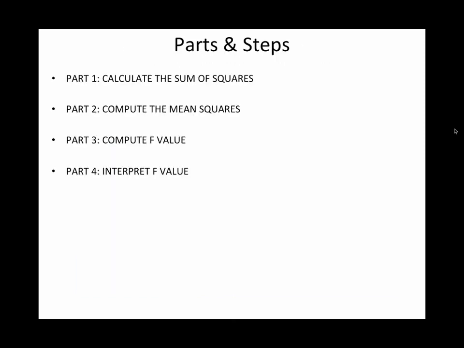So let's consider all of the parts and steps to doing an analysis of variance. I have grouped all of the steps into 4 main parts. Part 1 is to calculate the sum of squares. Part 2 is to compute the mean squares. Part 3 is to compute the f-value. And then part 4 is to interpret the f-value.